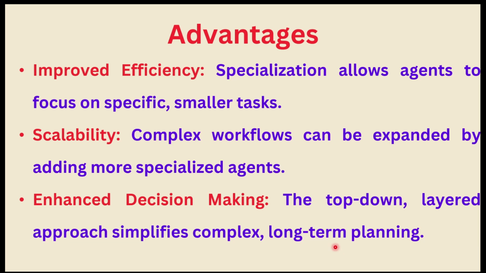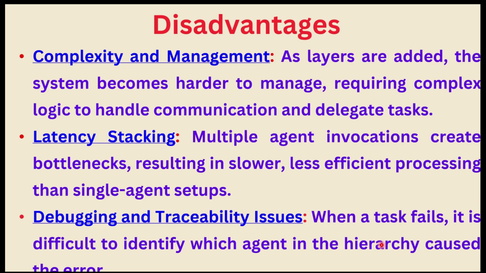So we'll see the advantages. Specialization allows agents to focus on specific smaller tasks. Each agent is going to take care of its own action, for improved efficiency and scalability. Complex workflows can be expanded by adding more specialized agents. Whenever we have complex problems, they can be divided among multiple agents and they act accordingly. And then enhanced decision making. The top down layered approach simplifies complexity and is highly used for long term planning.